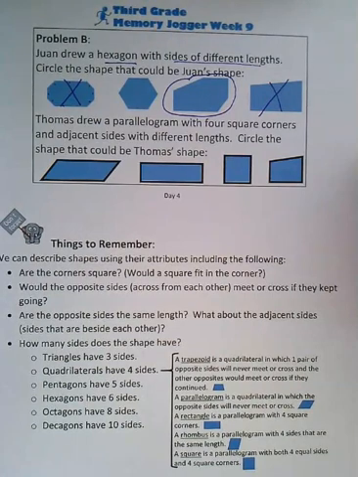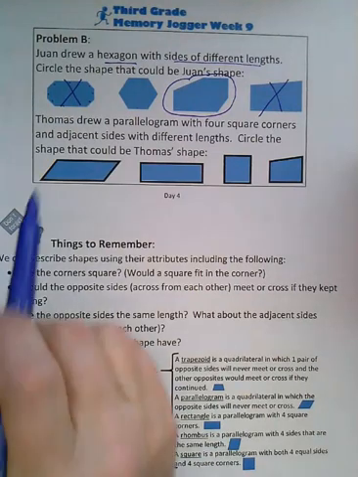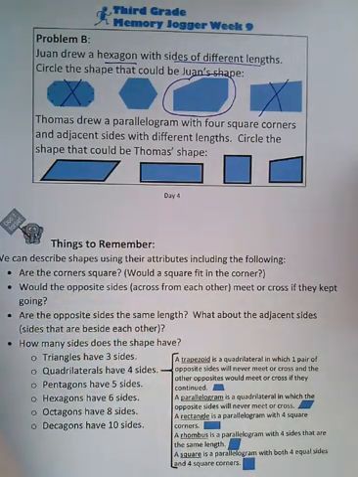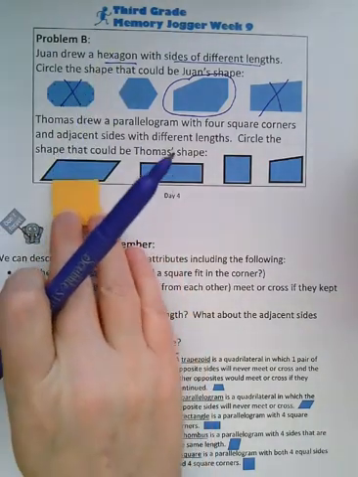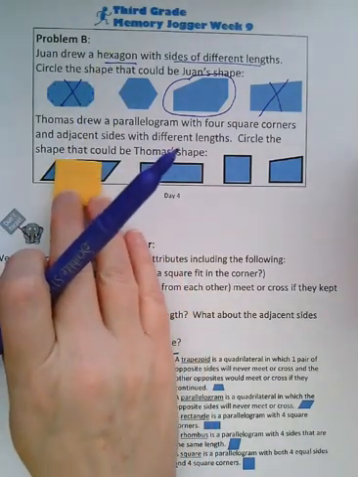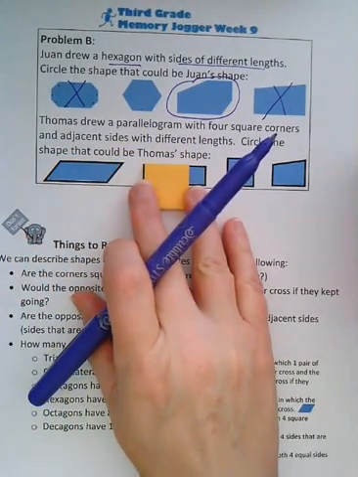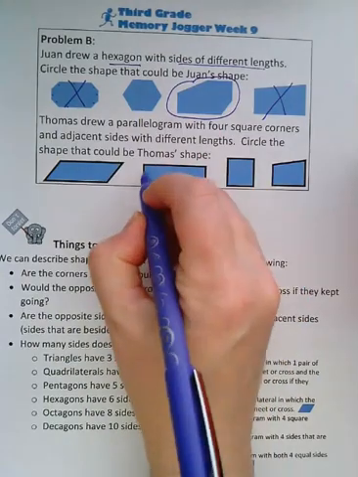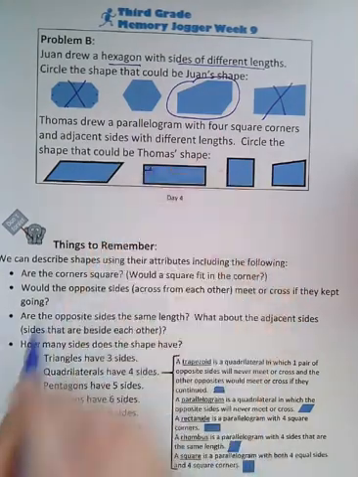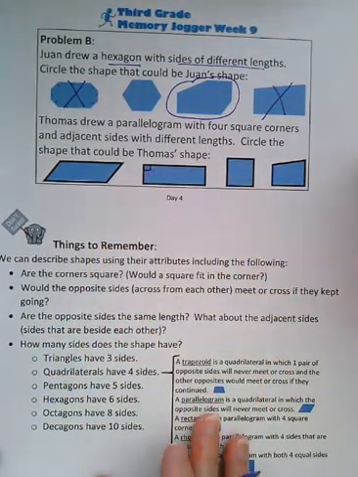Thomas drew a parallelogram with 4 square corners and adjacent sides with different lengths. Circle the shape that could be Thomas's. So which of these have square corners? Remember, square corners mean that a square will fit perfectly inside the corner of it. This one, when you see that, doesn't, but then when we go to this one, for example, it does have a square corner. Lots of times you'll see a small symbol like this in the corner to show that you could draw a square in it.